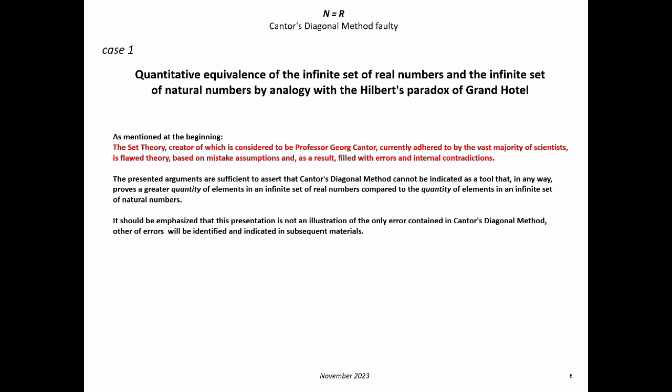It should be emphasized that this presentation is not an illustration of the only error contained in Cantor's diagonal method. Other errors will be identified and indicated in subsequent materials. The presented case was just the starting one, a basic one, very easy to understand, I think, but very important. Of course there is no list of all real numbers, precisely the same as of course there is no list of all natural numbers. I can prove it to you, show it to you in a way that no one will be able to deny.